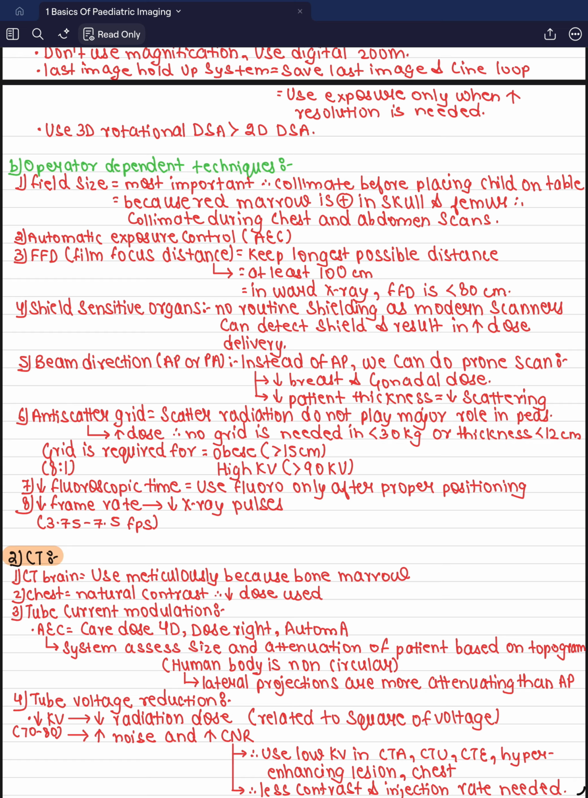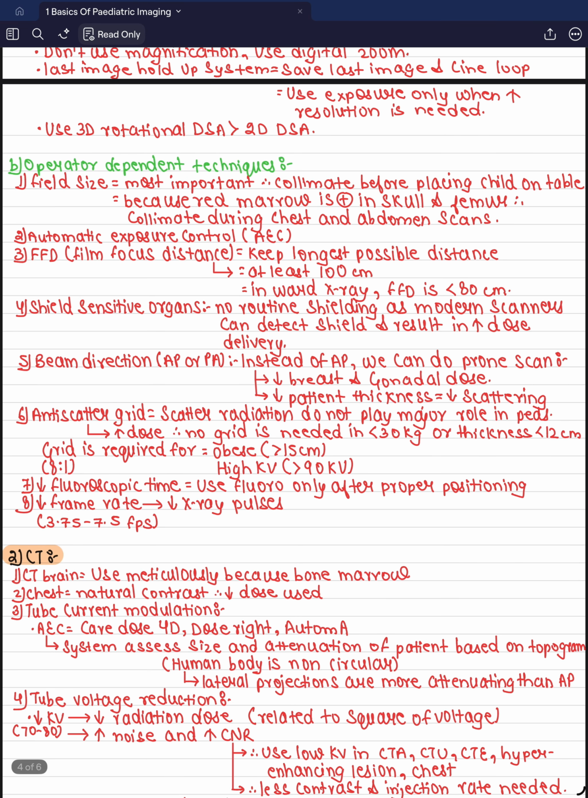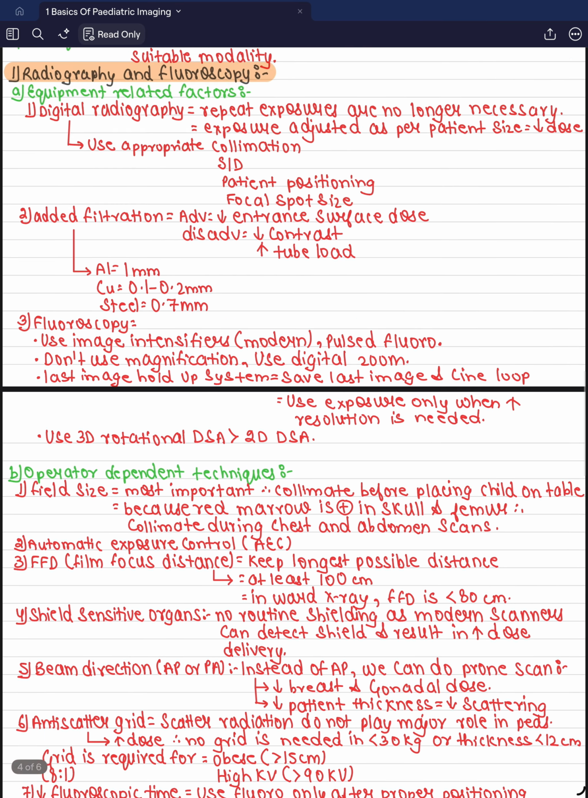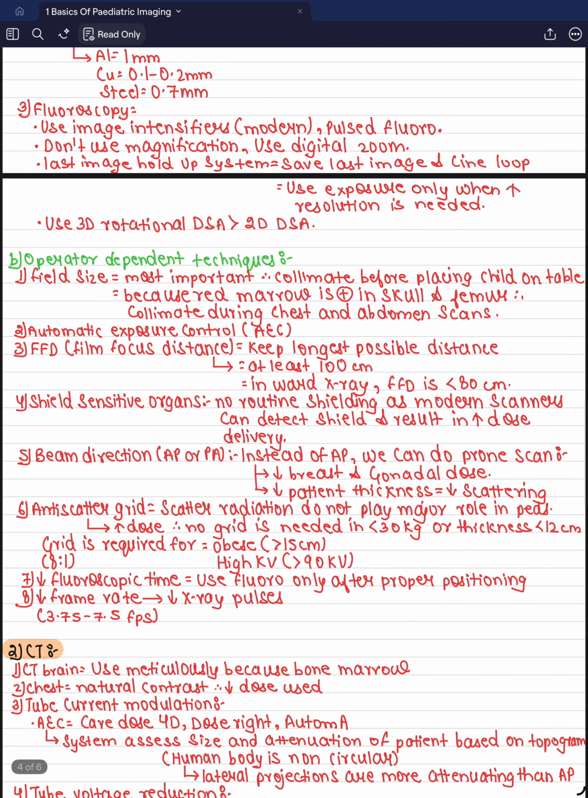So these are the operator dependent techniques which a radiographer can do. So we had field size, automatic exposure control, then we talked about film focus distance, then the role of shielding, then beam direction, AP or PA, anti-scatter grid, decreasing the fluoroscopic time, and frame rate. So this was about radiography and fluoroscopy. In this we studied equipment related factors and then the operator dependent factors.